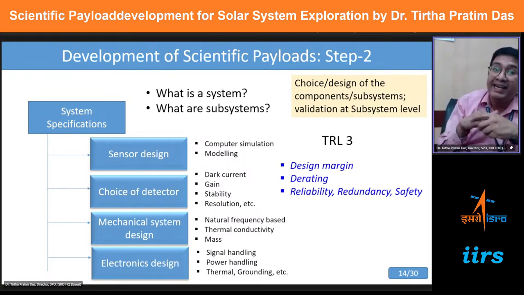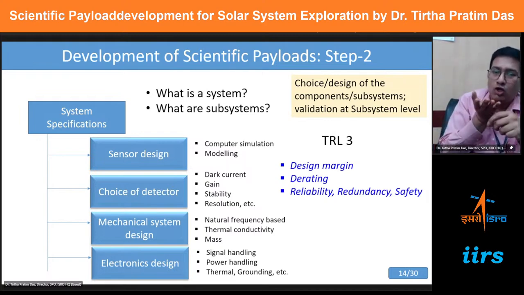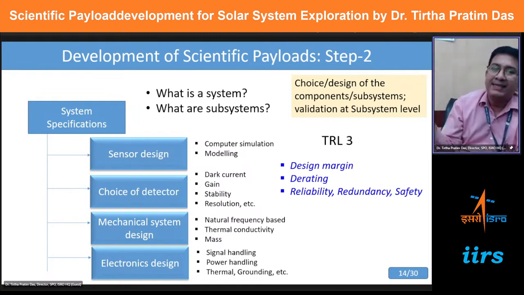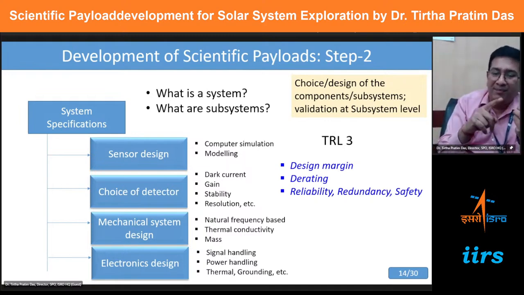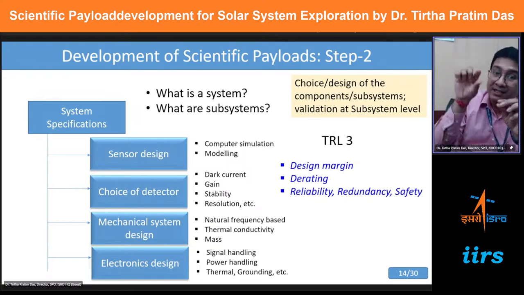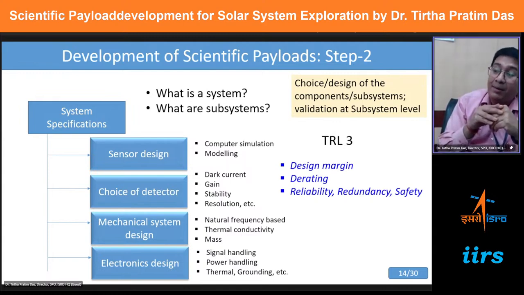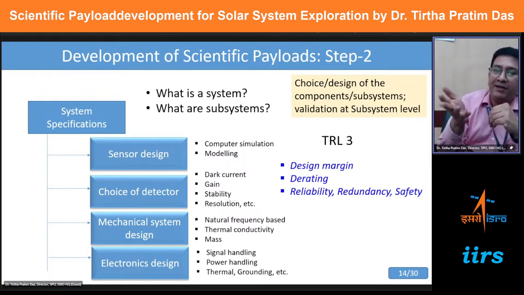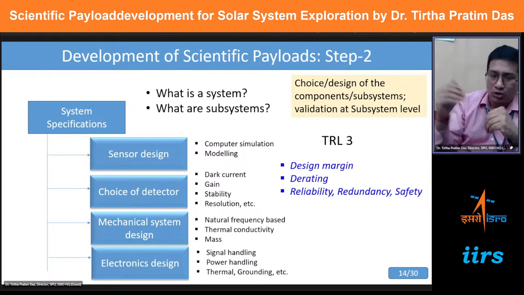The second point is derating. Derating means the other way around. Your component is capable of handling, say, 10 watts of power. But don't design a system in such a way that the particular component has to handle 10 watts, even though it can. You design it in such a way that it handles some 6 to 7 watts. So you're always keeping a margin on its performance. That is called derating. And reliability, redundancy, safety, we will see. Redundancy I've already discussed. Reliability I will touch upon during the course of my lecture.